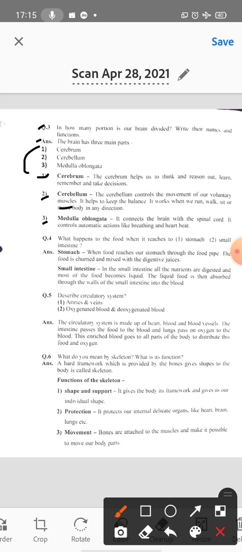Okay, now third is medulla oblongata. It connects the brain with the spinal cord. It controls automatic actions like breathing and heartbeat. Okay, so what is the function of the medulla oblongata? It connects the brain with the spinal cord and also it controls automatic functions like breathing and heartbeat.